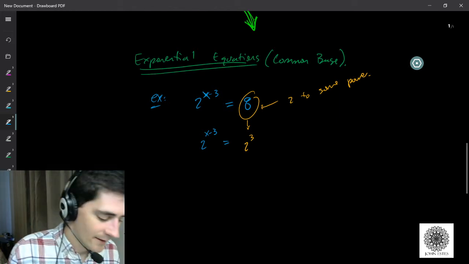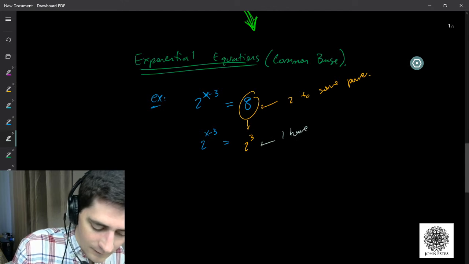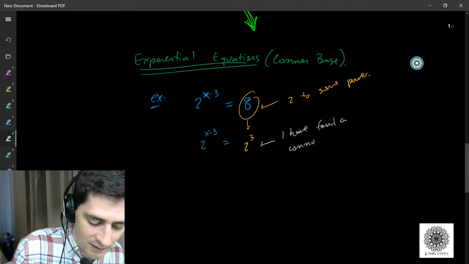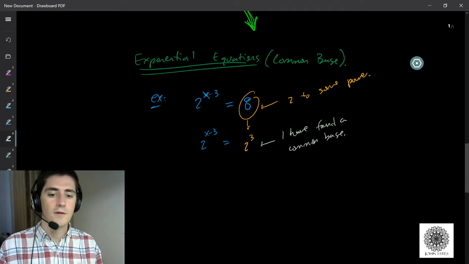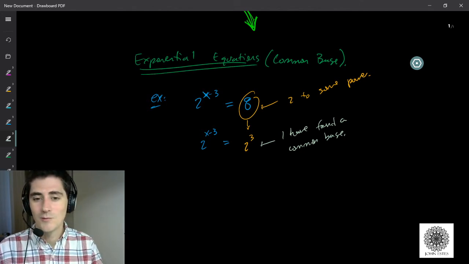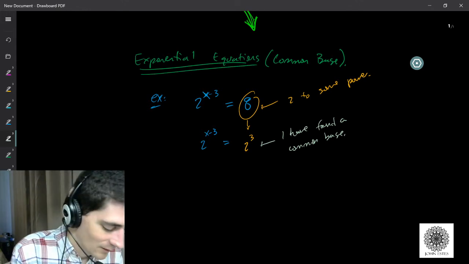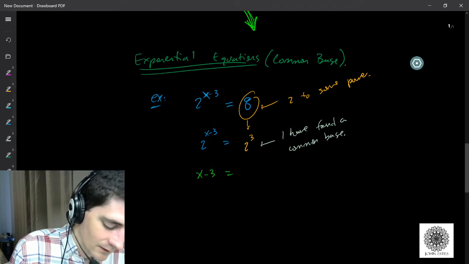And so now I have found a common base, we say, right? 2 to this power equals 2 to that power. Now, if 2 to this power equals 2 to that power, what does that mean? That has to mean that this equals that, right? So now what I can do is I can say x minus 3 equals 3.